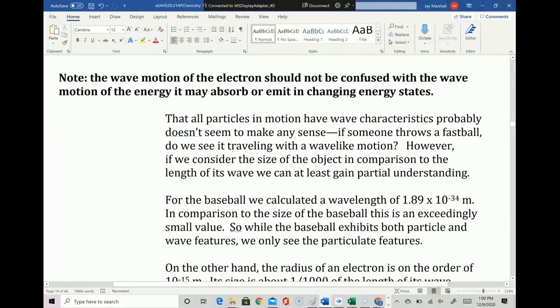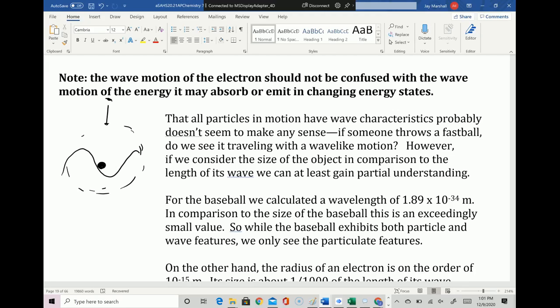So note, the wave motion of the electron should not be confused with the wave motion of the energy it may absorb or emit in changing energy states, right? The electron itself has a wave motion that's kind of related to the nucleus, but the wavelength of energy that jumps it from one level to another level is something that's different, right? So don't confuse the wave motion of the electron itself with the wave motion of the energy it may absorb or emit changing energy states.